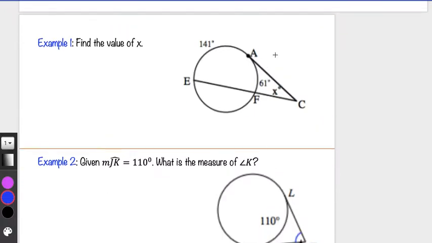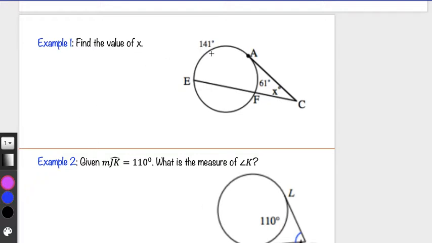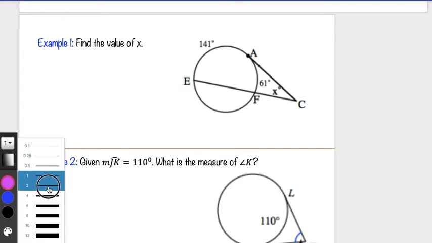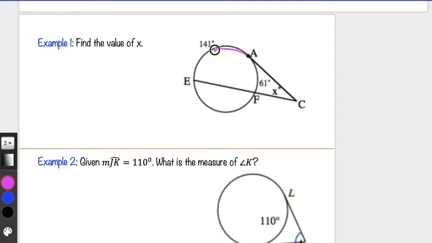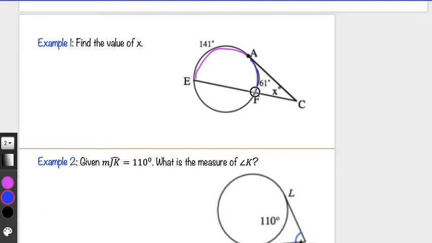So the first example, we have a picture here, and we have 2 arcs. Let's label them. One piece is this one, and another one is this one, and both are labeled. One is 141 degrees, the other one is 61 degrees, and now we need to figure out the value of x, which is angle C.